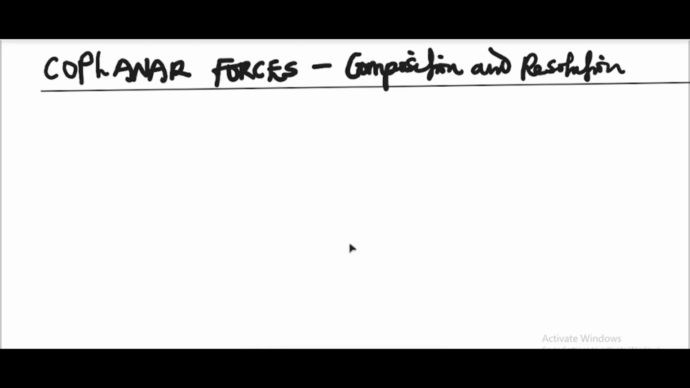So today we're going to be looking at how to combine these forces into a single force, as well as see how to split one force into different directions. So join me in today's class as we look at coplanar forces, its composition as well as its resolution.